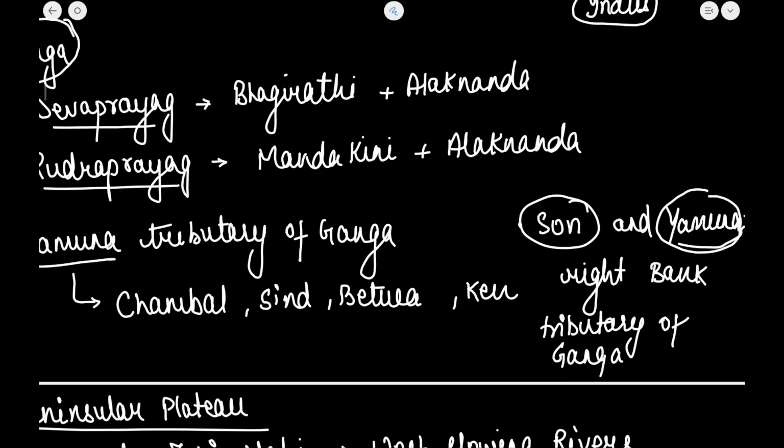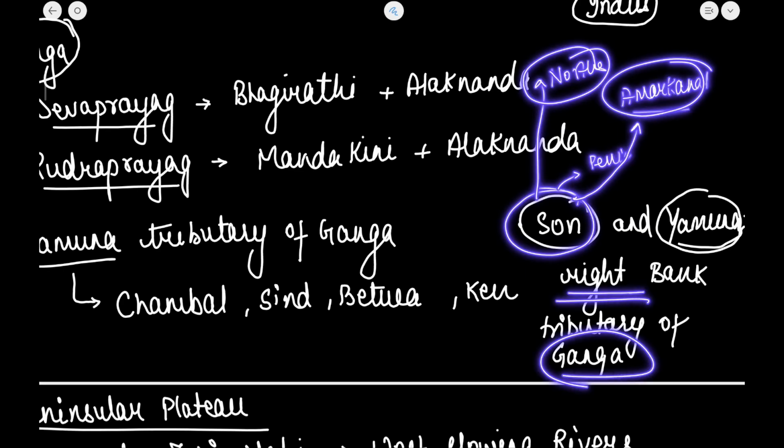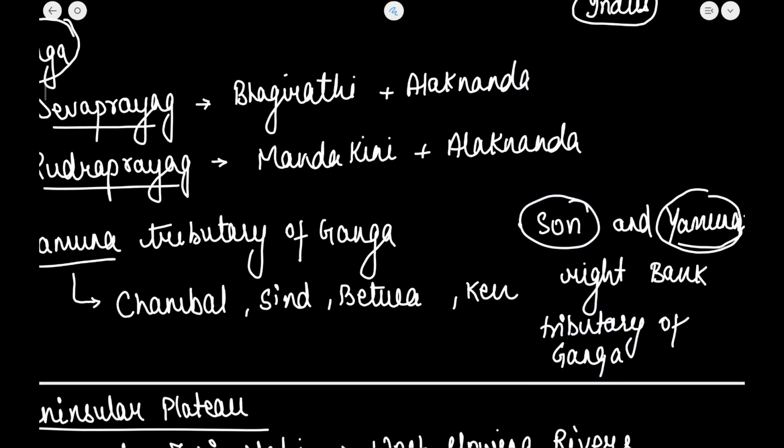Now, if I talk about the Son river, it rises from the peninsular plateau region of the area Amarkantak. It flows northwards and is a right bank tributary of river Ganga. So these are two of the right bank tributaries of river Ganga. These facts that I'm telling you are really important.